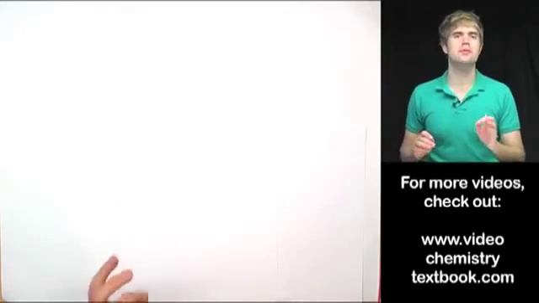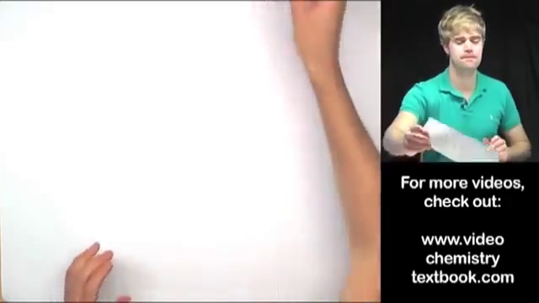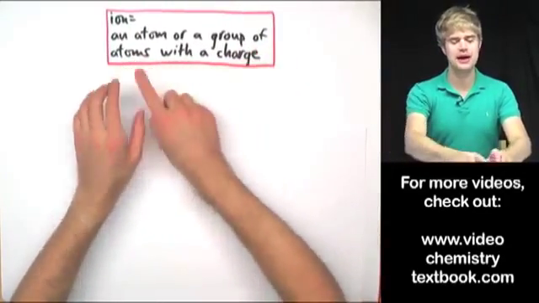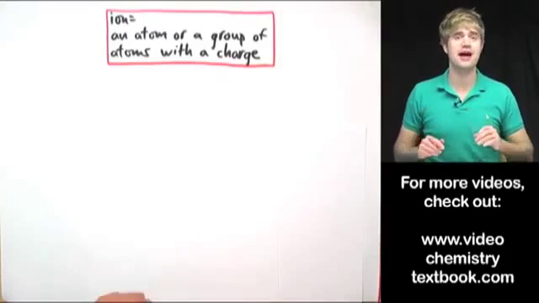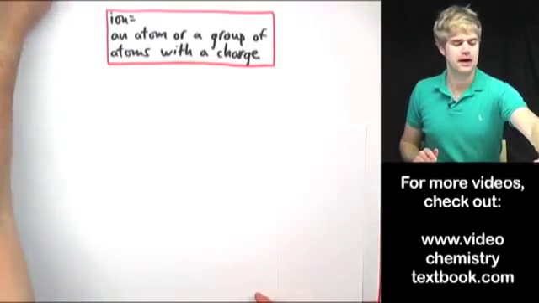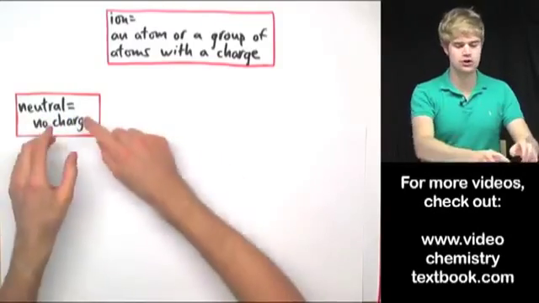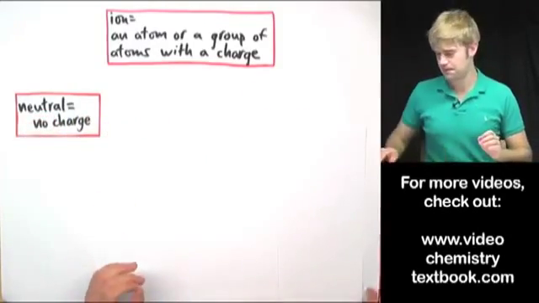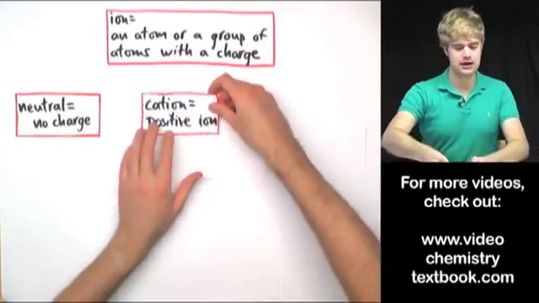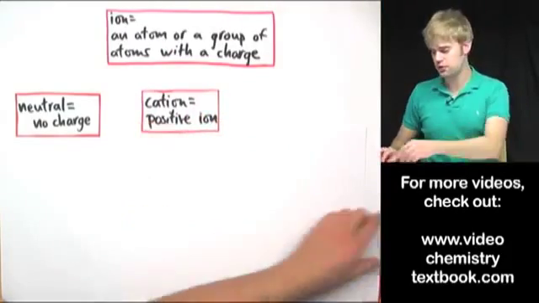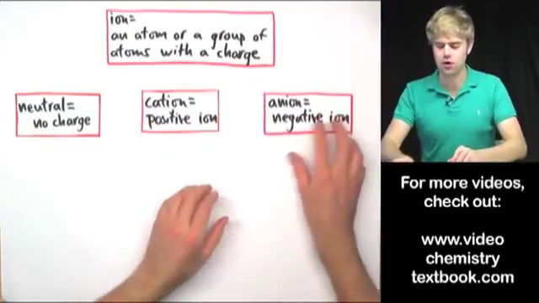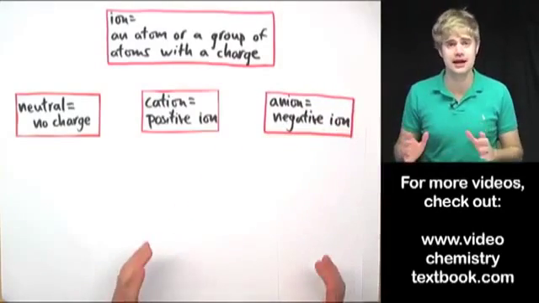Okay, here's just a little bit of vocabulary for review. So an ion is an atom or a group of atoms that have a charge. Okay, now it's possible for an atom to be neutral, which means it has no charge, means it's not an ion. But if something is an ion, it can be either a cation, which is what we call a positive ion, or it can be an anion, which is a negative ion.